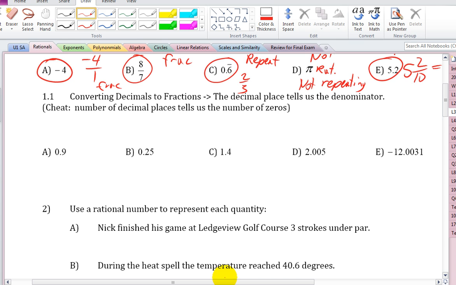So you have to be able to convert decimals to fractions. The decimal place tells us the denominator. And if you want to cheat, the number of decimal places tells us the number of zeros. So this here is in the tenths place, so it will simply be 9 over 10. Here, the last digit is in the hundredths, so the decimal value then will be 25 over 100. Oh, but which do we do? Yeah, always simplify. So lowest terms, 1/4. Right. Okay. What about C?